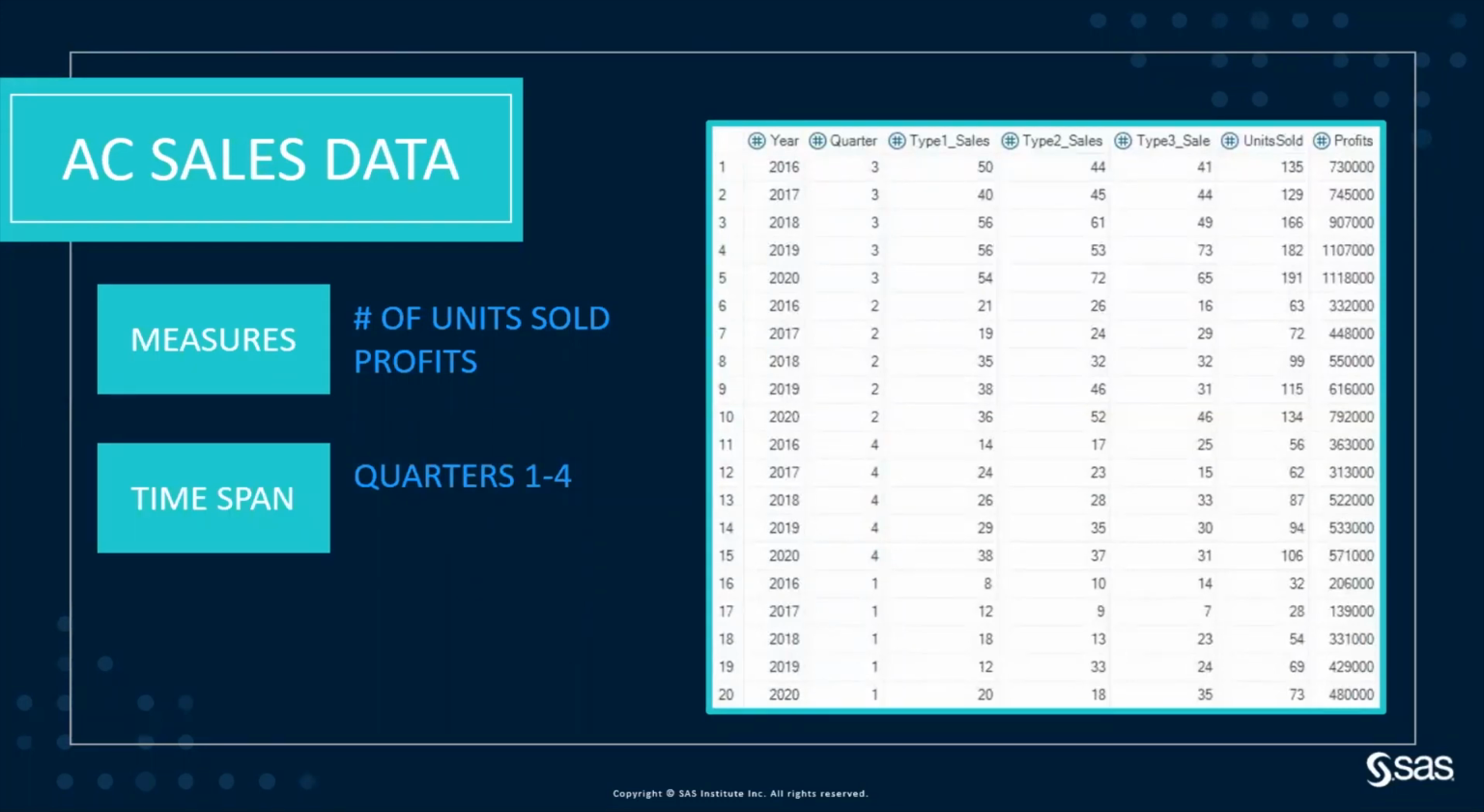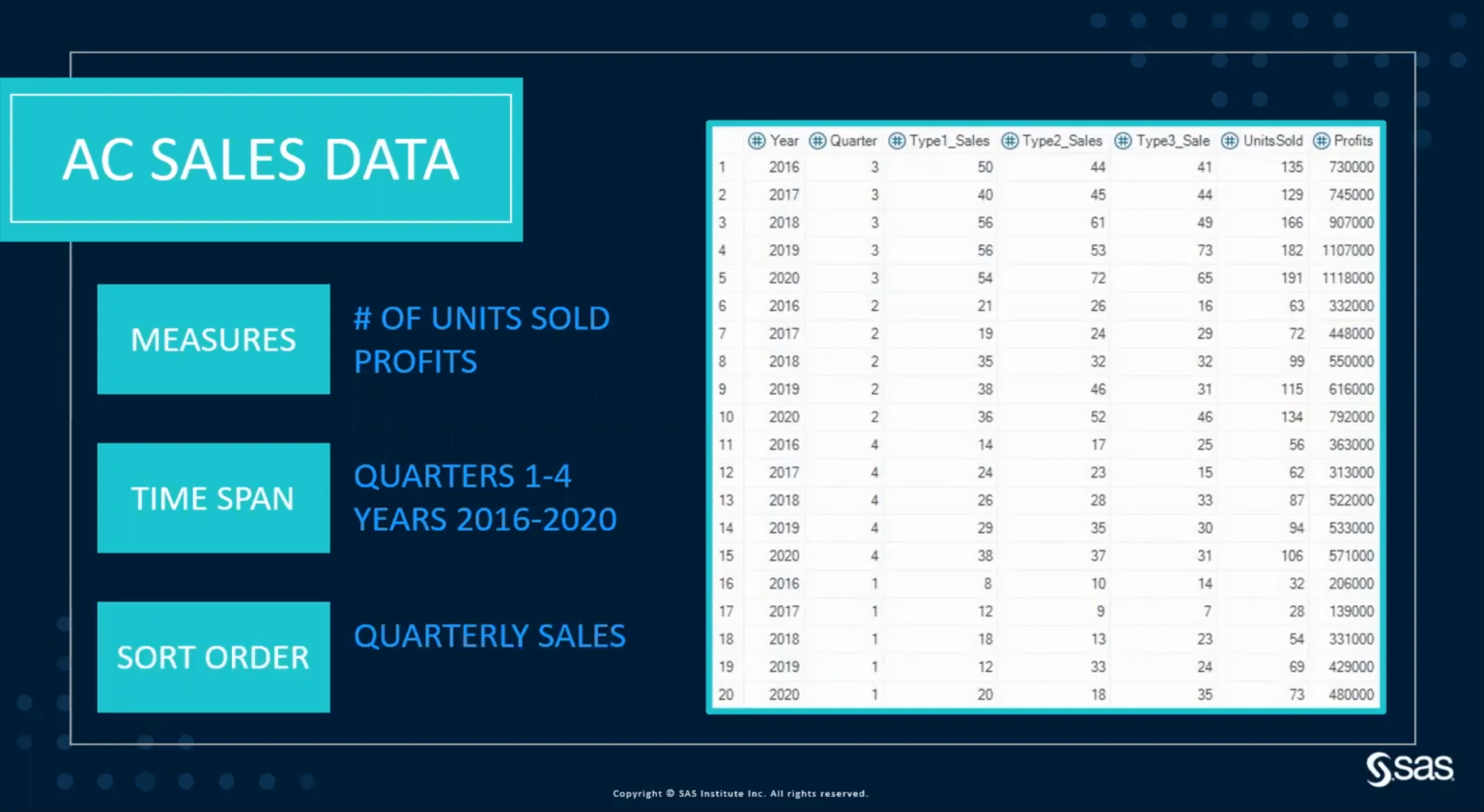The data spans from 2016 to 2020 and is sorted first by quarter, from most profitable quarter to least, then by year. As you can see, Q3, which takes place during the summer months, always has the highest amount of sales, with Q2 or spring following close behind, while Q4 and Q1, which represent the fall and winter data respectively, don't do quite as well.